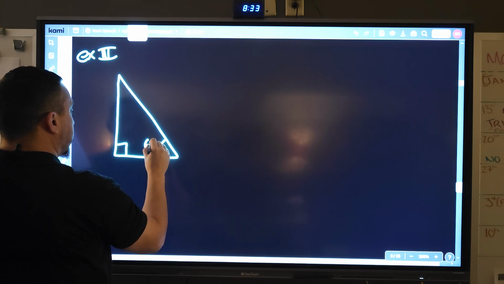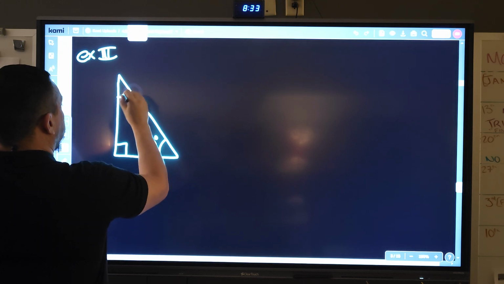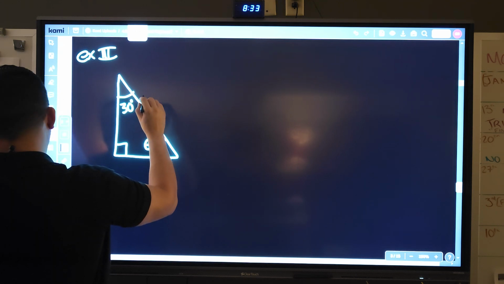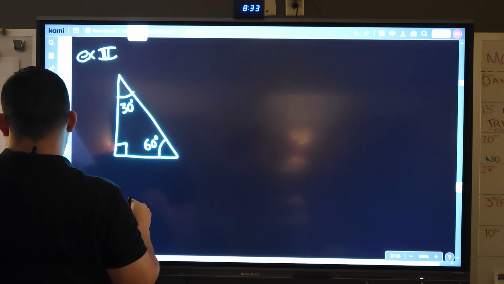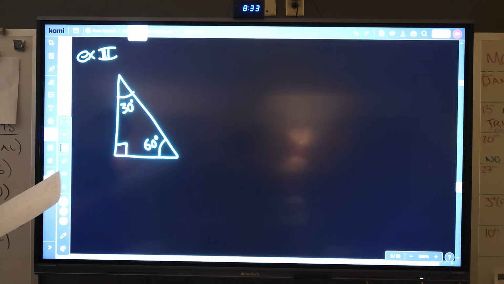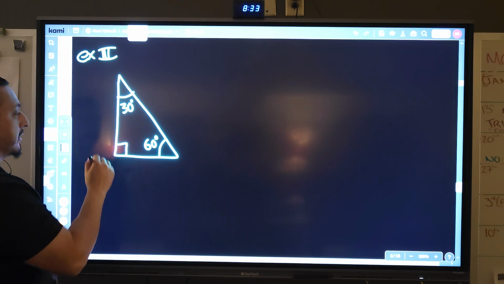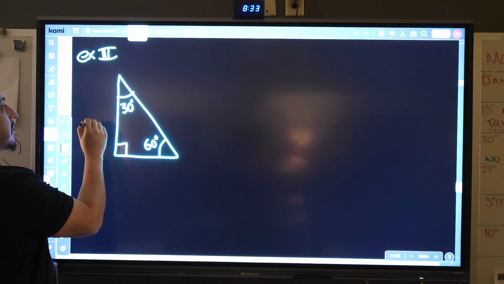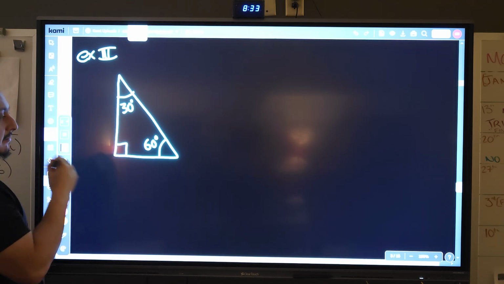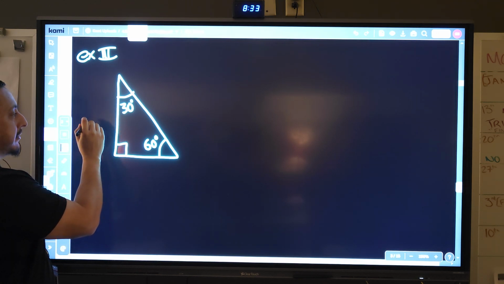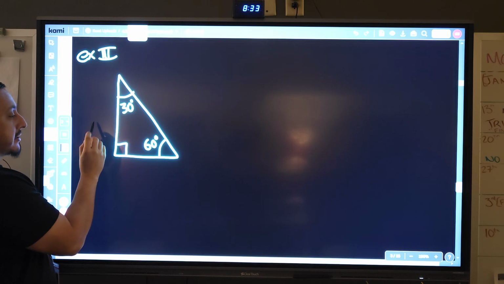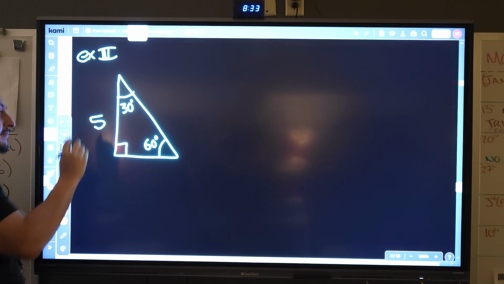Okay, we have 60, 30, and I didn't put a number on this one. I forgot to write it down. So let's make something up. Since I'm making it up, it'll probably be harder, but let's keep it easy. Let's say this side is 5.